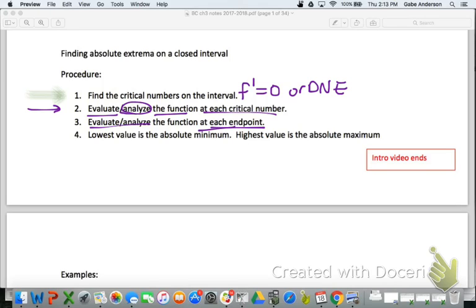I usually make a table for both of these, just a little input-output table, just to keep things as organized as possible. And once you've made that table, then the lowest y value is the min, the highest y value is the max. At that point, it becomes pretty simplistic. So I hope that helps either refresh your memory or help you gain a little bit of understanding here. We'll do some examples when I see you in class.